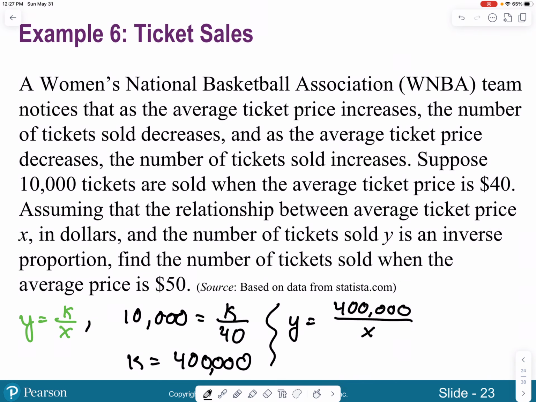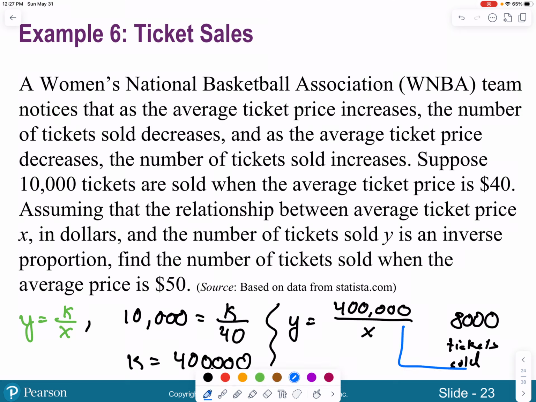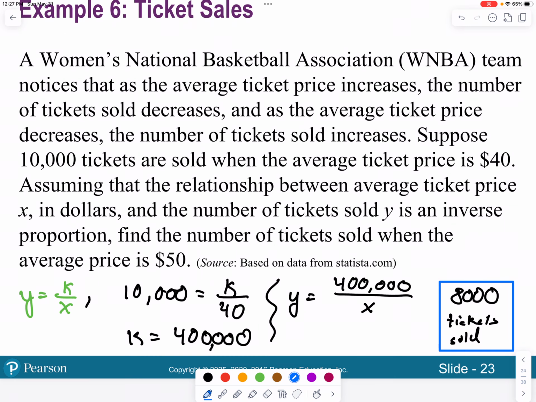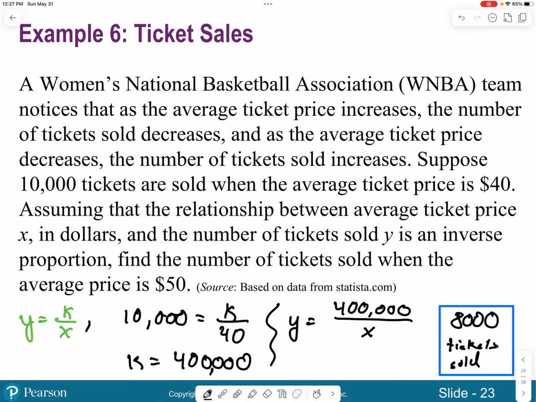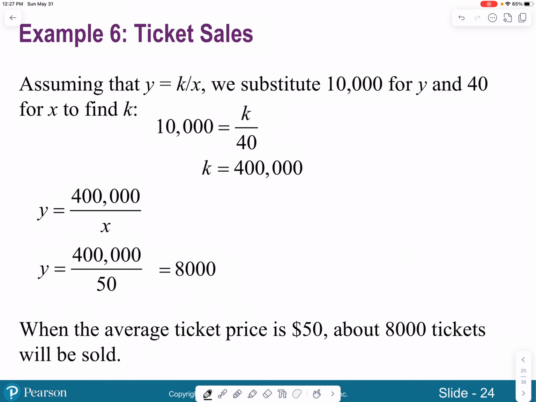I'm just going to write the result here: tickets sold. Okay, let's see how we do. Assuming that y equals k over x, we substitute 10,000 for y and 40 for x, so we get k is 400,000. So then, if we sell it for $50, we can anticipate 8,000 tickets. So when the average ticket price is $50, about 8,000 tickets will be sold, okay?